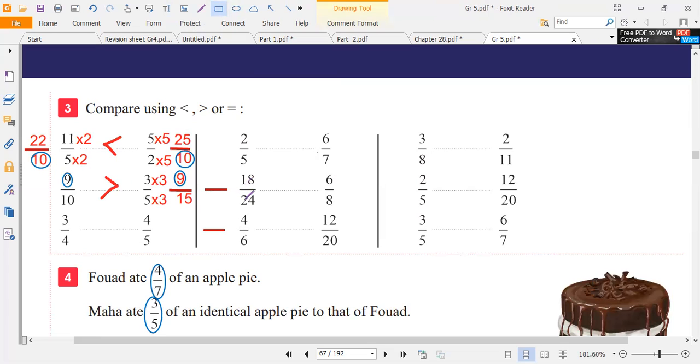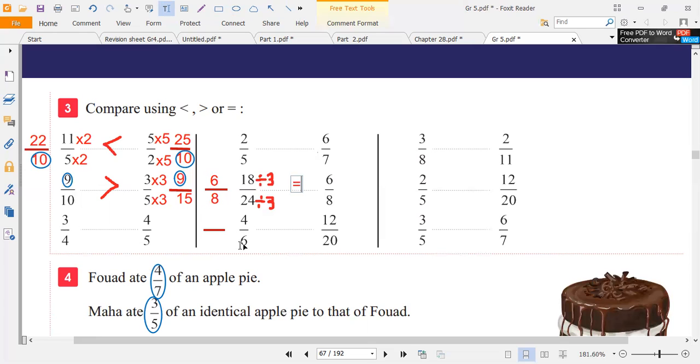Now 18/24 and 6/8. We can notice that we can simplify this fraction by 3. So let's divide by 3 because 18 and 24 are multiples of 3. We can add the digits also. 1 plus 8, 9. 9 is a multiple of 3. 2 plus 4, 6. 6 is a multiple of 3. 18 divided by 3, 6. 24 divided by 3, 8. So these two fractions are equal.